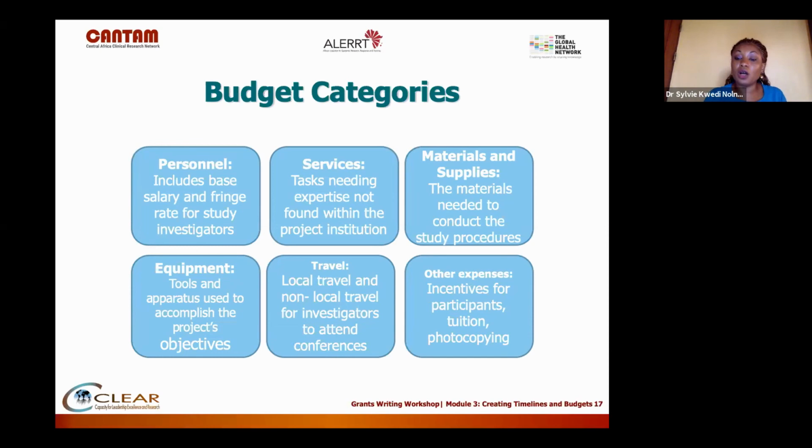And then you have other expenses. Sometimes you can have incentives for the participants, tuition. If you're doing a capacity building project, you might have to pay for tuition for your PhD students. So these are typical budget categories. Of course, this can be broken down even further.